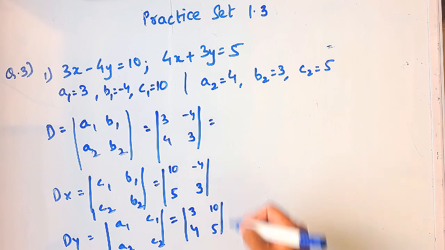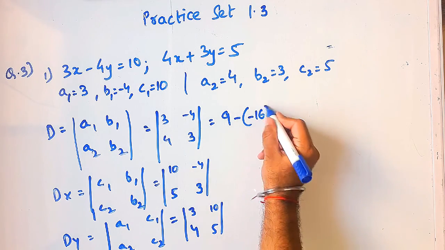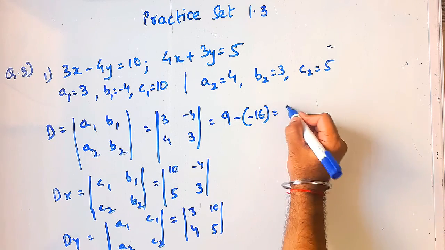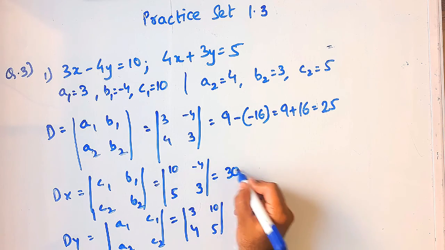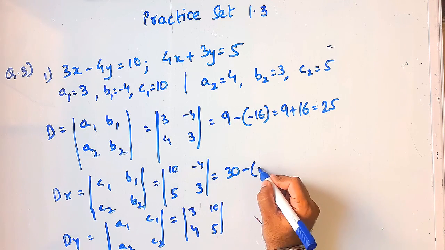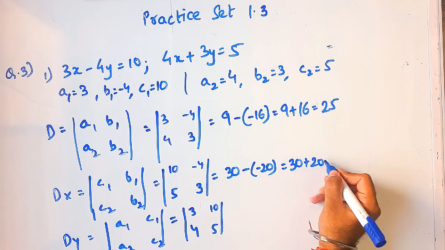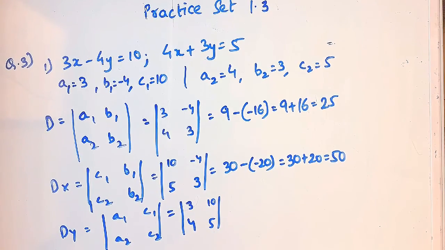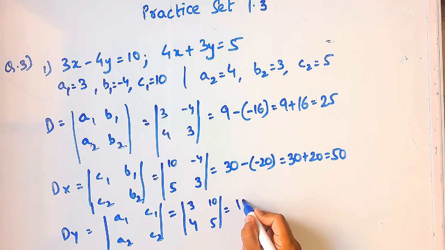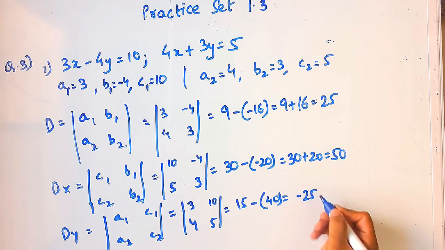Okay, so let us find. This is 9 minus 4 4s are 16. 9 minus 16, so that is 9 plus 16, that is 25. Let us see here. This is 30 minus, this is minus 20. 4 5s are minus 20. So that is 30 plus 20 is 50. And this is 15 minus 40. So it is minus 25.